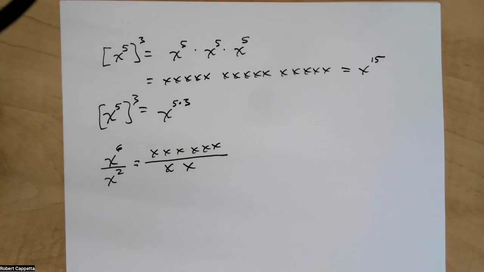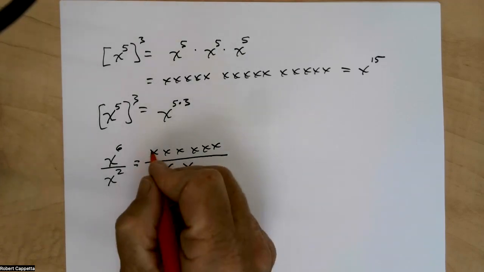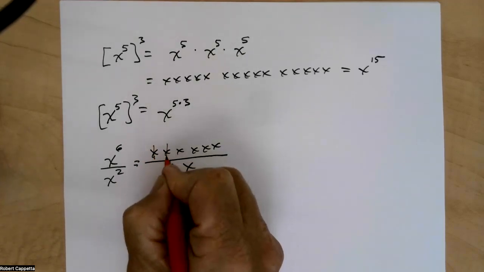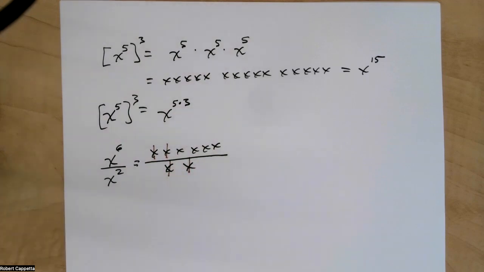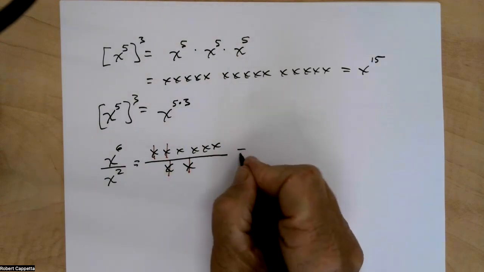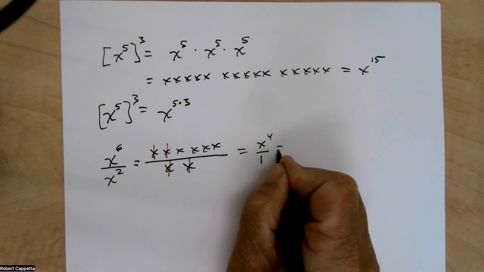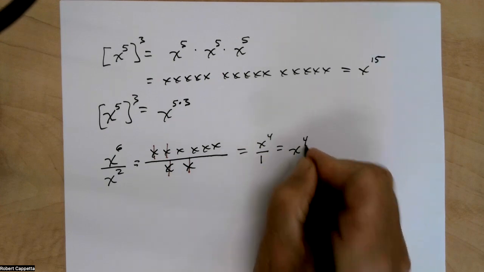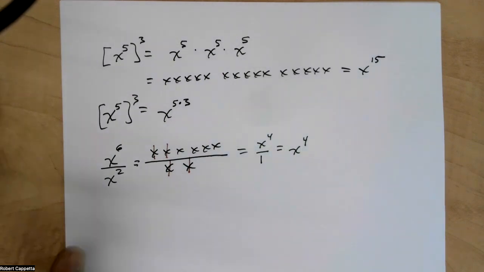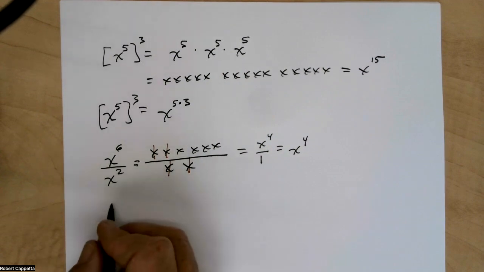Now, x over x is the same as 1 over 1. What is left upstairs? 1 times x times x times x times x, x to the 4th on top, 1 on the bottom, which is just going to give me x to the 4th. Hopefully that indicates a rule for you. If not, we'll do one more.